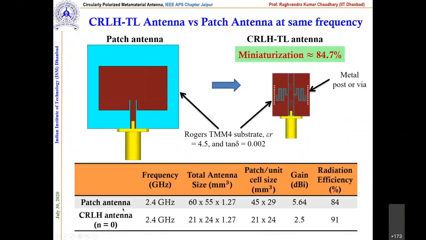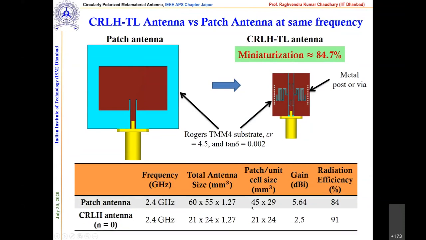For the patch antenna and the CRLH antenna at 2.4 gigahertz particularly, you can see the patch unit cell size is 45 × 29 mm², whereas the CRLH antenna is 21 × 22. So the gain is definitely less, but it could be utilized for some applications.